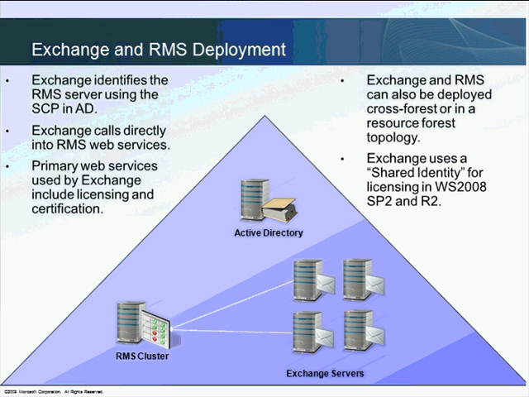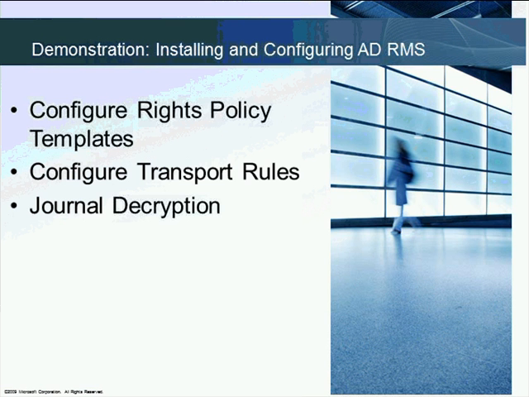So every time you try to access your particular secure certificate, it's going to call up and connect to the SCP, which is basically the service connection point, and every time it connects to the service connection point, it uses that particular URL. That is what we just spoke to you about. And Exchange and RMS can also be deployed in a cross-forest or in a resource forest topology. So if you have a complex domain infrastructure deployed, you can make use of that. Exchange uses a shared identity for licensing in 2008 SP2 and Windows 2008 Server R2.